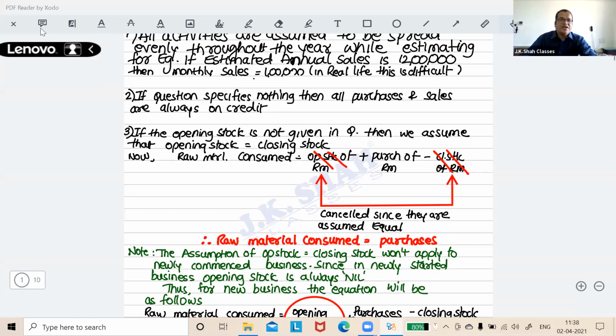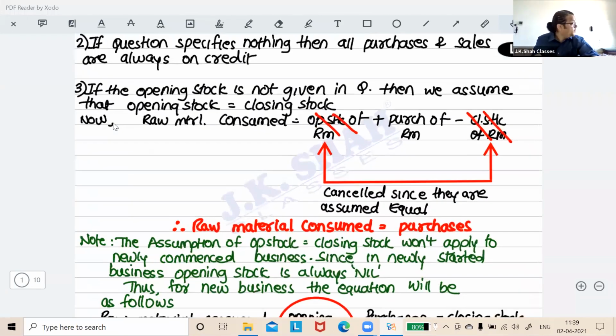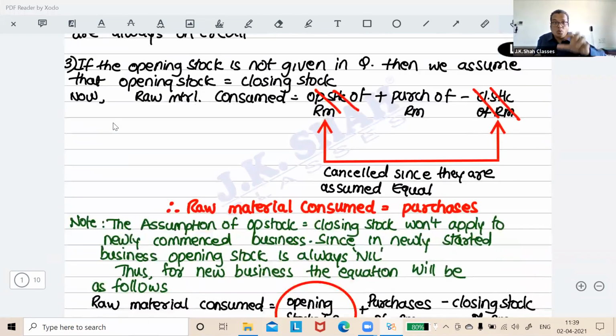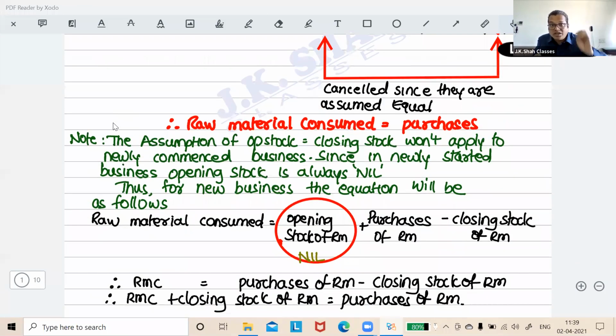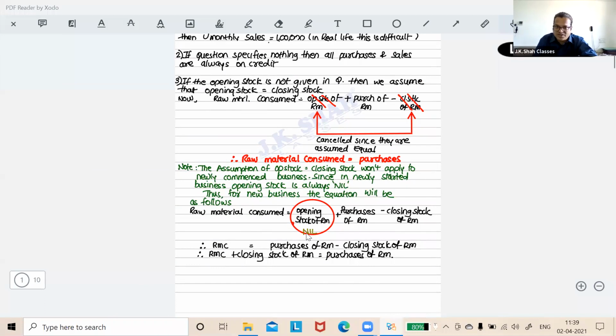Okay. So while estimating, if we have no base, information is not given, we can safely say, okay, fine, let's put opening stock equal to closing stock. But very important: the assumption of opening stock equal to closing stock won't apply to a newly commenced business. Why? You all know in a newly commenced business, opening stock will be zero, right? So then the equation would be what? In opening stock, I'll substitute nil. I won't say equal. I will substitute nil.